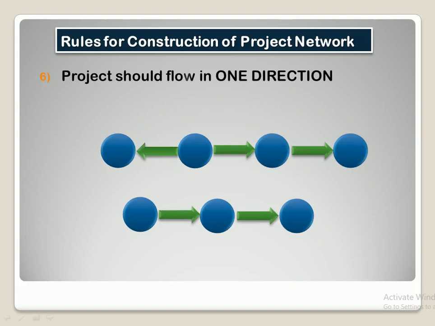Our next rule says that the project should flow in one direction. Generally we start making the network diagrams from the left hand side, right? And it flows towards the right hand side. Over here you can see in the first example that the arrows are shown in both directions, right? This one is pointing towards the left hand side, and these two arrows are pointing towards the right hand side. So this is an incorrect diagram because the arrow should flow in only one direction. And as far as the second example is concerned, here the arrows are just flowing in only one direction. So this is the correct way of drawing the project network diagram.